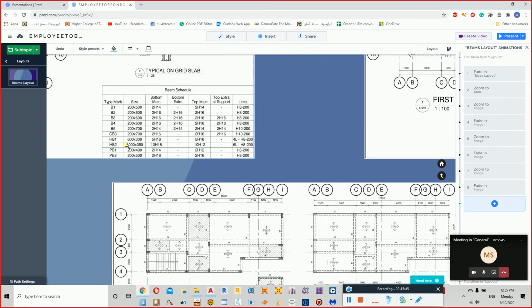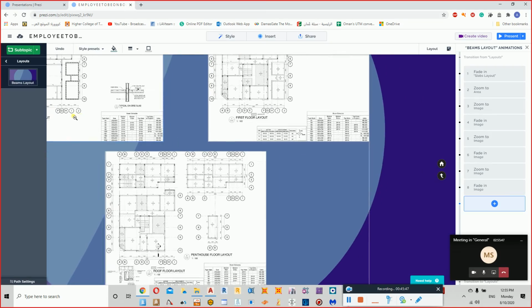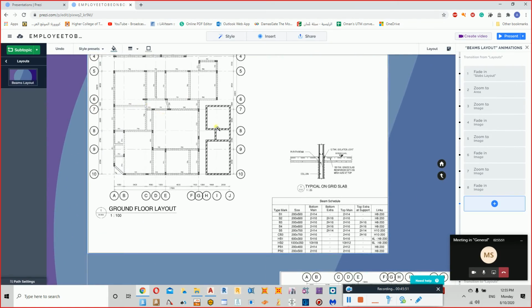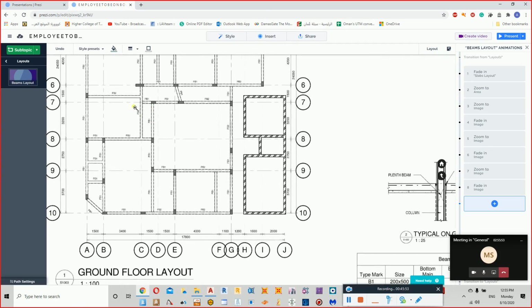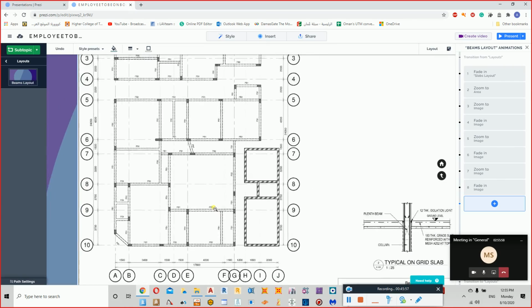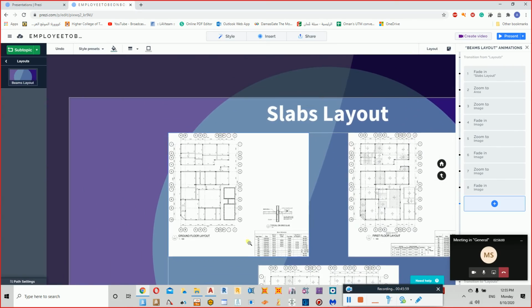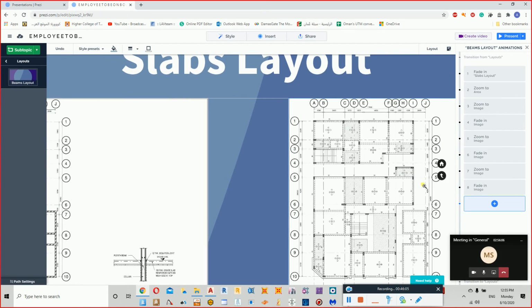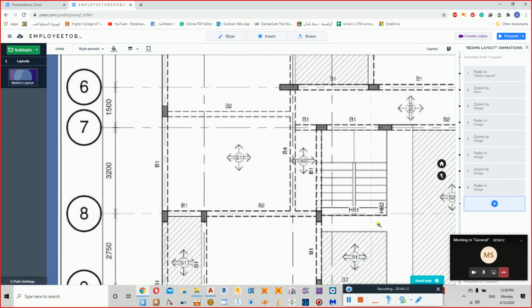It depends on which layout I'm showing. If I'm showing the ground floor, the plinth beams are there, you can see all plinth beams are shown. So plinth beam 1, plinth beam 2, and 2 also. I'll be explaining about the bars, but let me just show you the different types of beams.